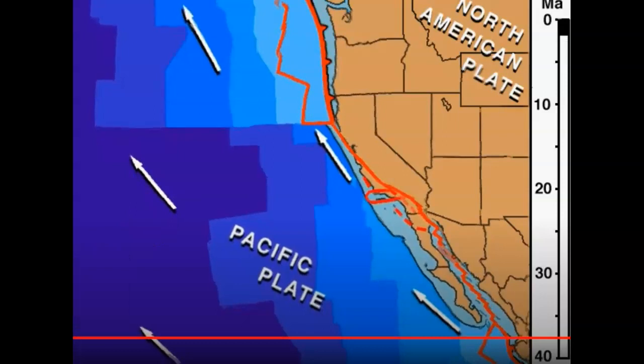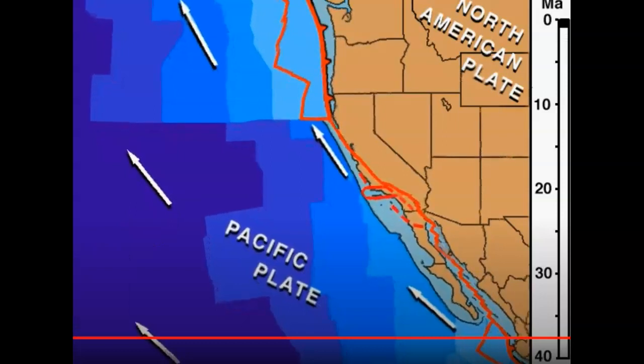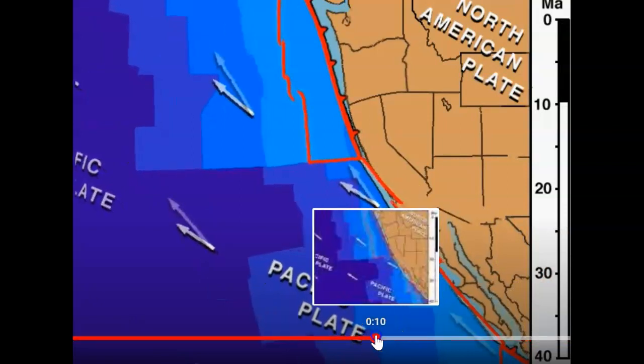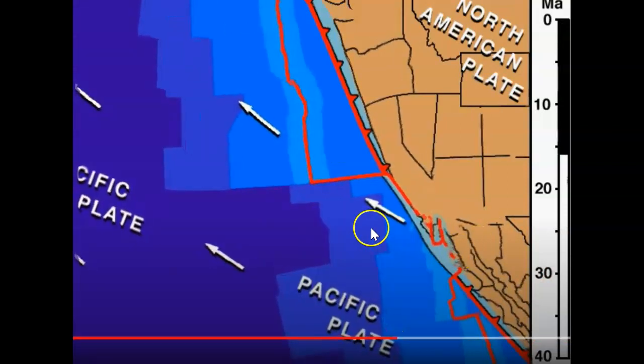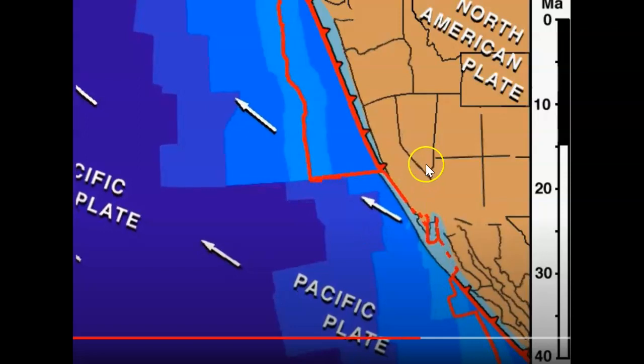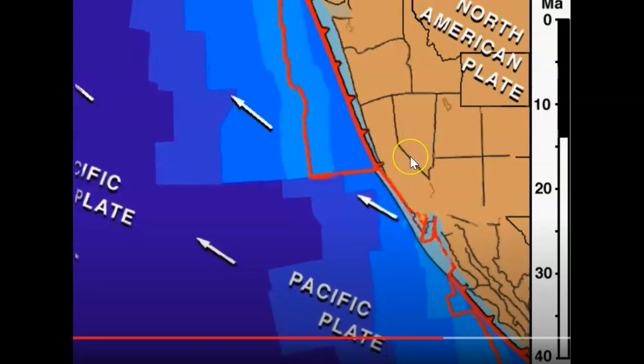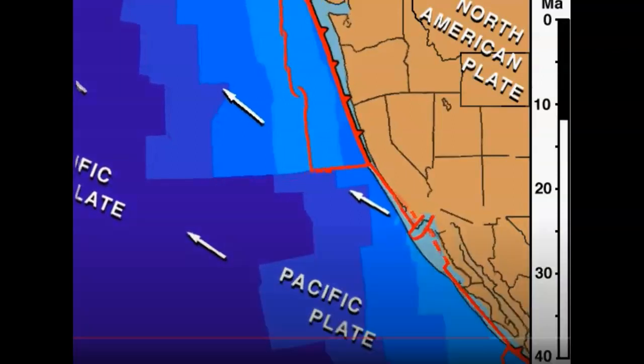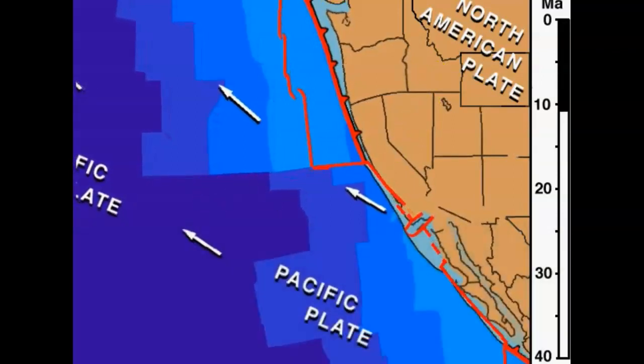Another thing that is cool to point out is that you see the stretching of all of the states with the moving northwest. So you see, for example, Nevada is getting wider and wider, which causes the Basin and Range province. Same thing with Idaho, actually.